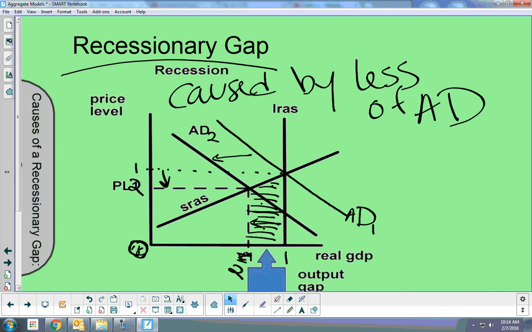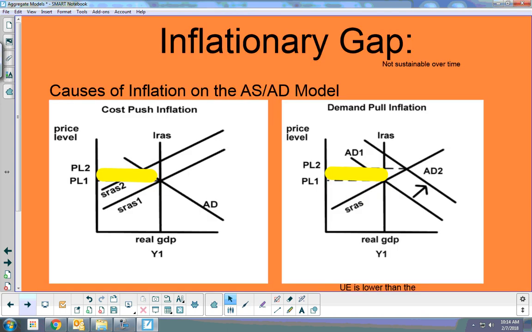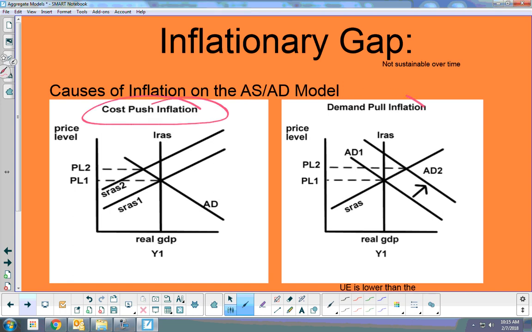But there can also be another type of gap. Now recession, what's the opposite of a recession? Inflation. There are two types of inflationary gaps. Can anyone remember? There's three causes of inflation. What are they? Quantity theory, cost push, and demand pull. Okay, we can't graph quantity theory, there's no way to graph that. But we can graph the other two, cost push and demand pull. The answers were up there the whole time. So there's two different causes of inflation, two different ways you can graph the inflationary gaps.